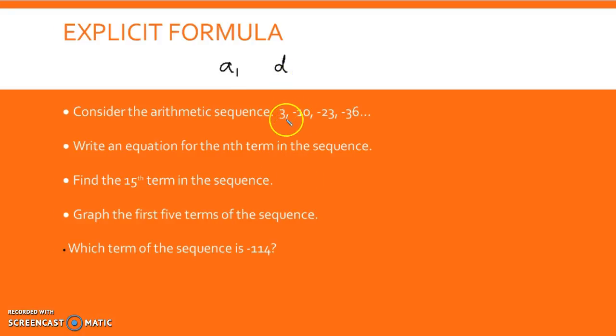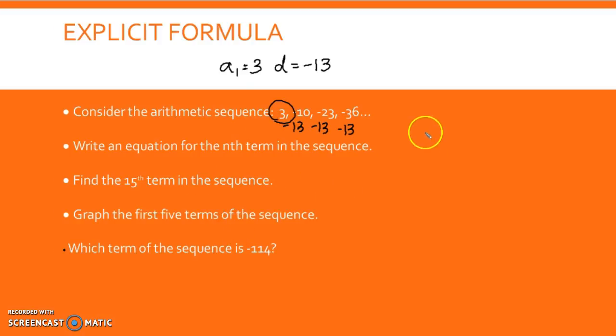So my common difference, I'm going 3 to negative 10. That's subtracting 13. 10 to negative 23, minus 13, and negative 23 to negative 36, I subtract 13. So my common difference is negative 13. My first term is 3. It's whatever one we start with.